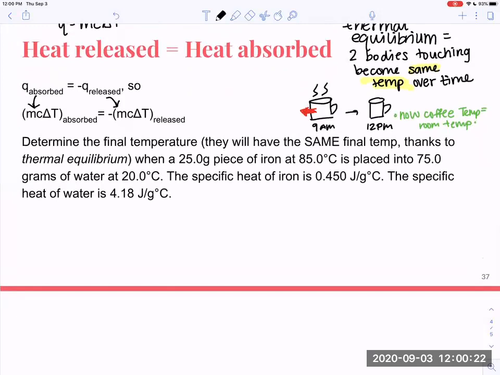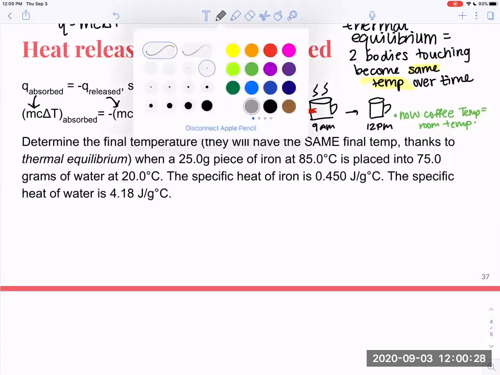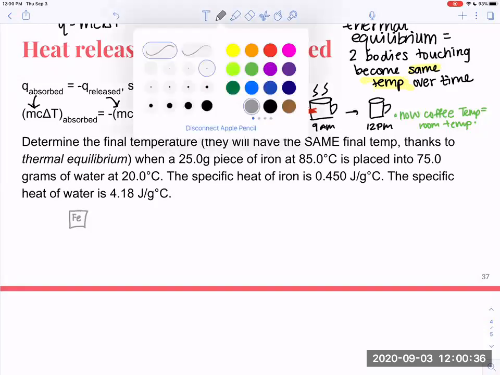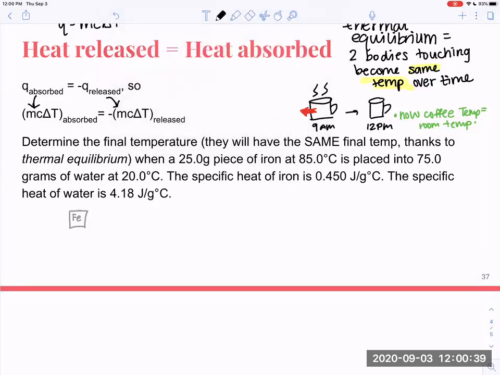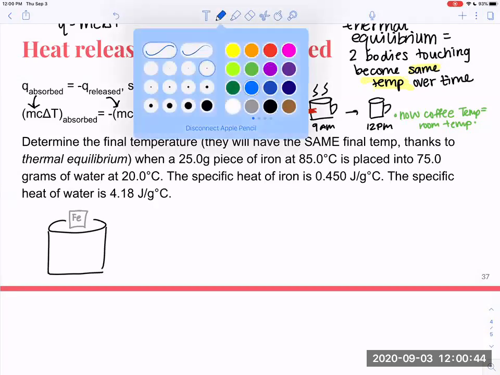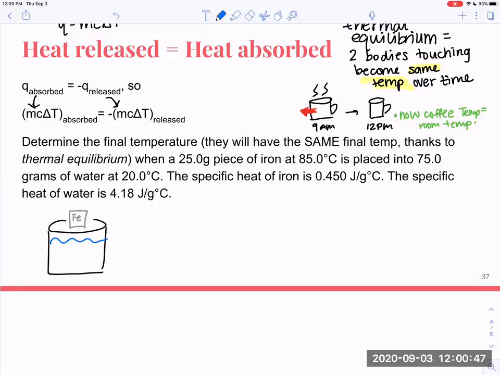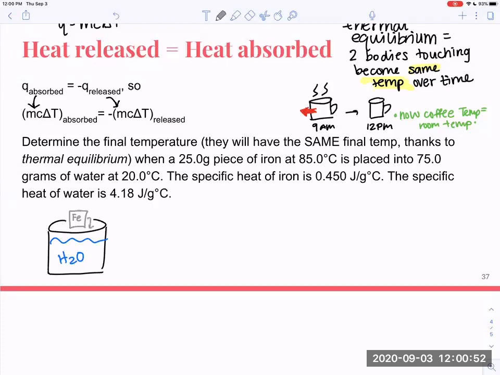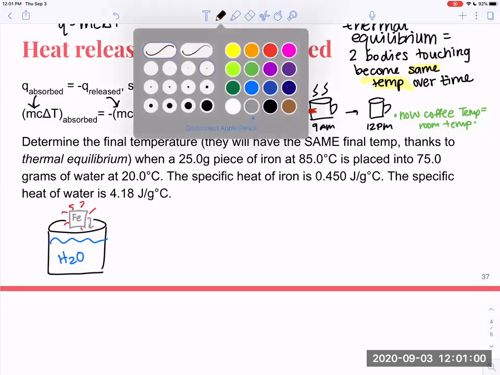So let's just draw ourselves a picture to get a grip on what's going on here. So I'm taking a piece of iron. Okay, so here's my iron. Iron is Fe. And it's hot, okay? So it's heated up. It's 85 degrees. Well, I'm saying it's hot. It's hotter than the water. And we're just going to drop it right into this bucket of water. The water is 20 degrees Celsius, which is not incredibly hot.